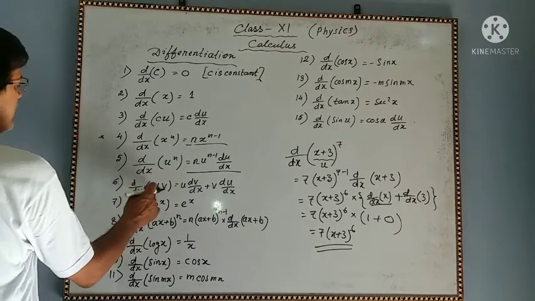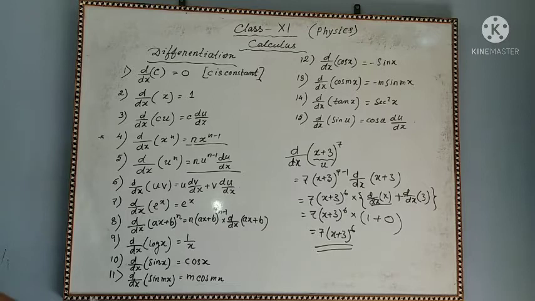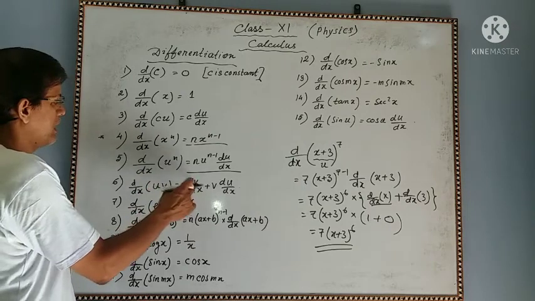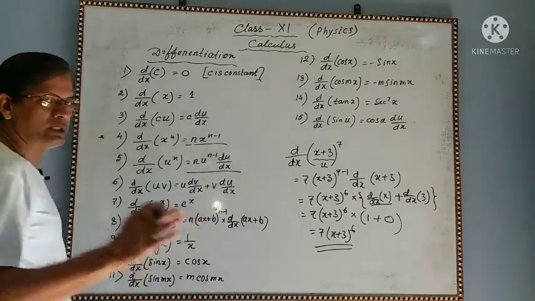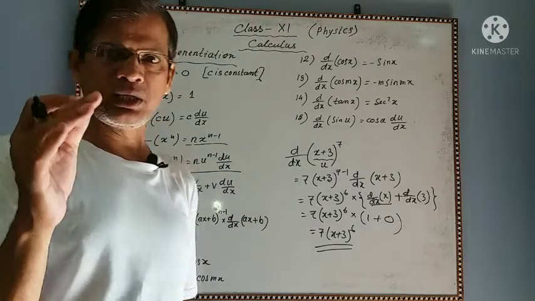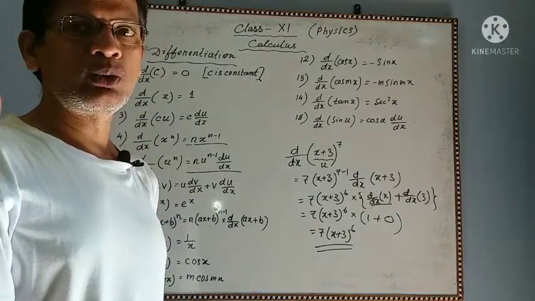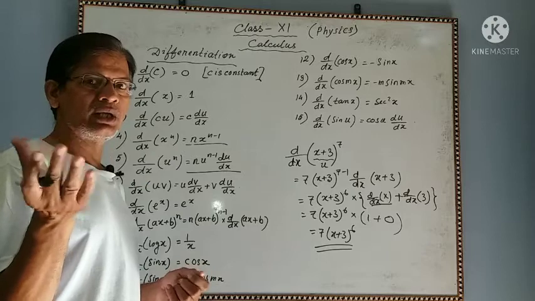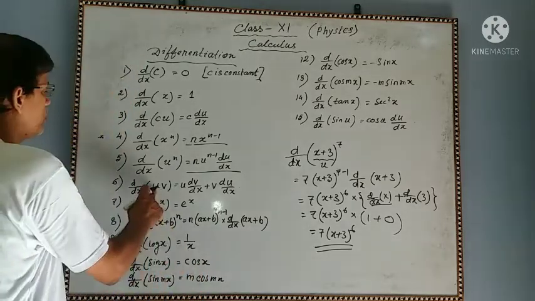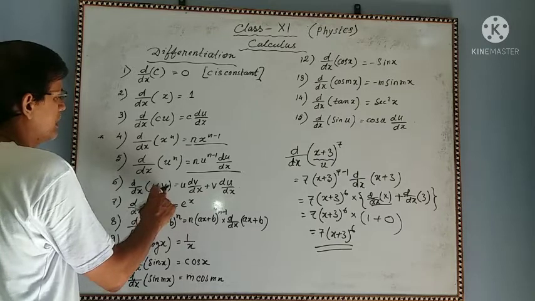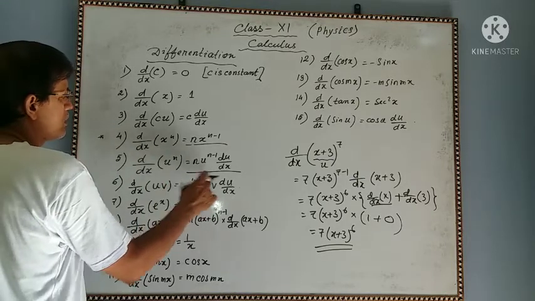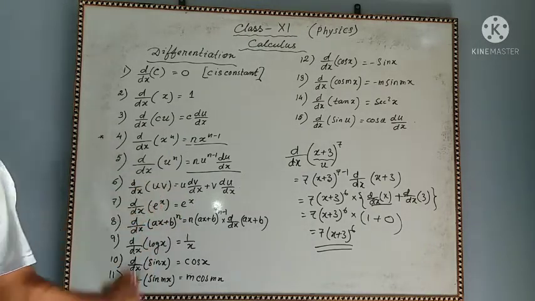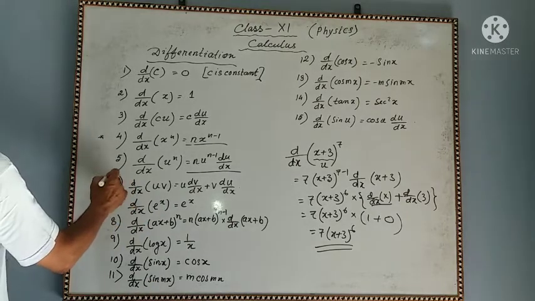Then d by dx of uv. This is, first you see, u is taken constant, then differentiation of v, and then v is taken constant, differentiation of u. That means if one is taken as constant, then you have to differentiate it with respect to other. And then second time, which is taken constant, it will be differentiated, other will be constant. So u taken constant, differentiation of v, then v taken constant, differentiation of u. I will give the example of this a little later.